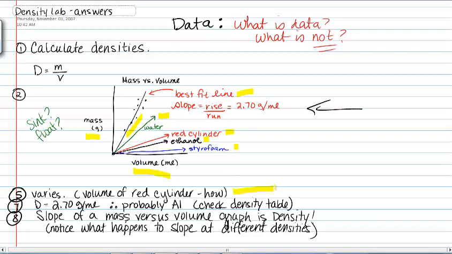Question 5 asked, how did you find the volume of the red cylinder? And I think every single person in here found it by water displacement. So I think every single person in here got a note from me saying, it floats, because you can't find the volume by water displacement of something that floats, because you're only finding the volume of what is submerged. Jeremy?